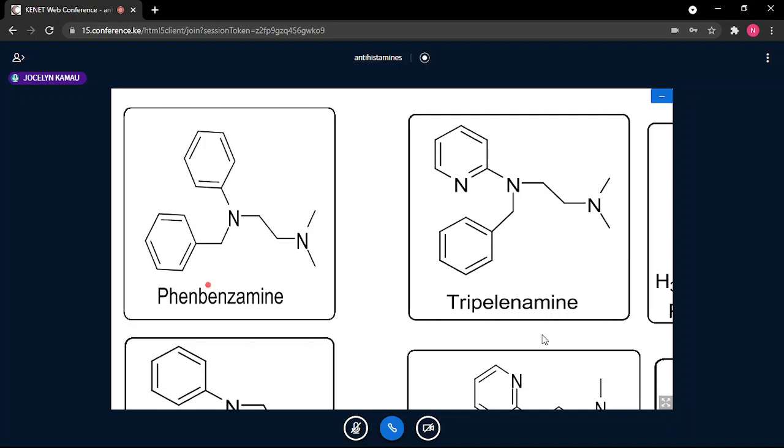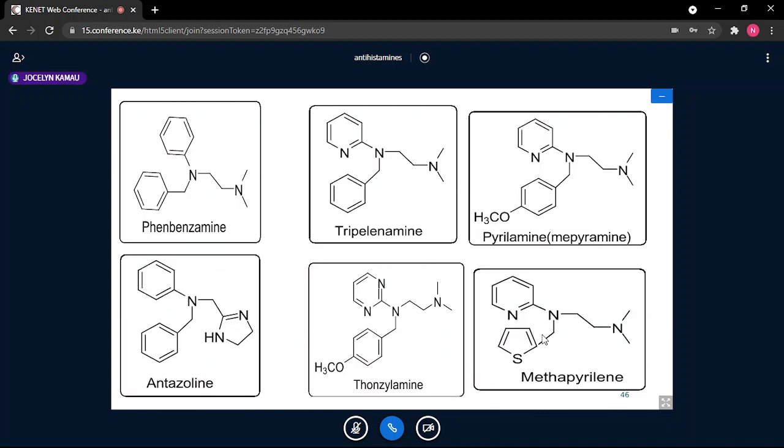So this is now just to give you the structures. That's phenbenzamine, just as we have discussed. That's tripelennamine. We have said tripelennamine is where you replace the phenyl ring with a pyridyl ring with retention of activity. Then we have mepyramine, and in mepyramine, again, we are following the same general SARs, whereby this can be substituted with a para methoxy group to have maximum activity. That's pyrilamine. Antazoline, that is the structure we have talked about.